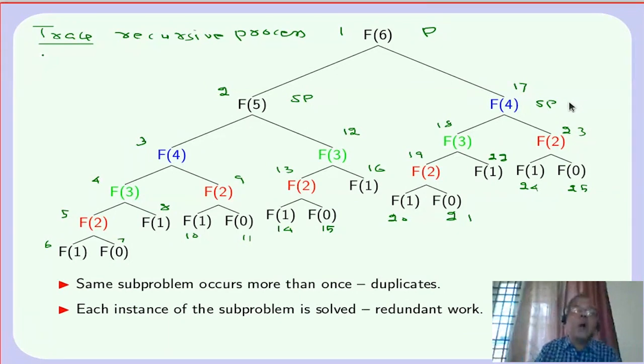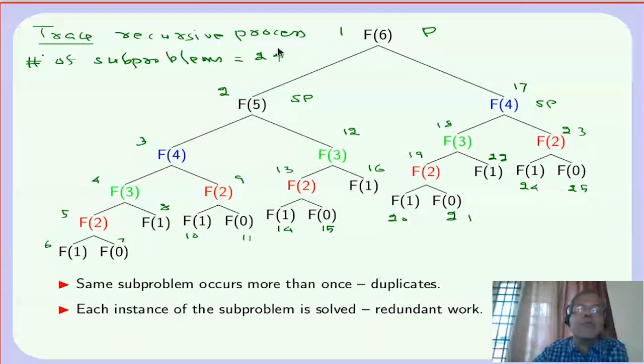To solve the problem f of 6, how many subproblems do we need to solve? 2, sir. Which in turn splits into other more and more subproblems. Yeah. So eventually it results in 24 subproblems. Yes. Therefore, you will say the number of subproblems is equal to 25 or maybe 24. Including the problem, it is 25.